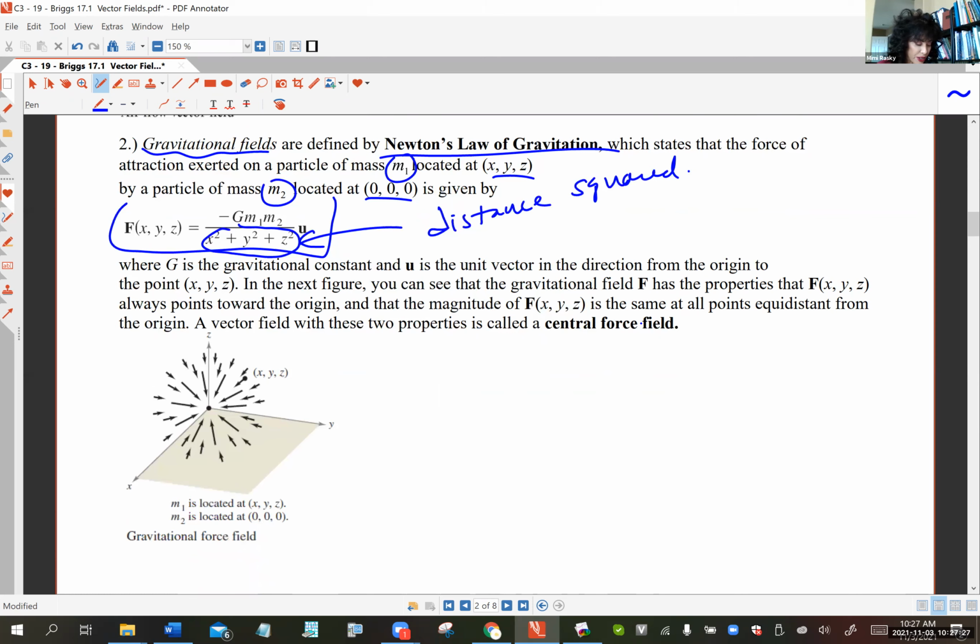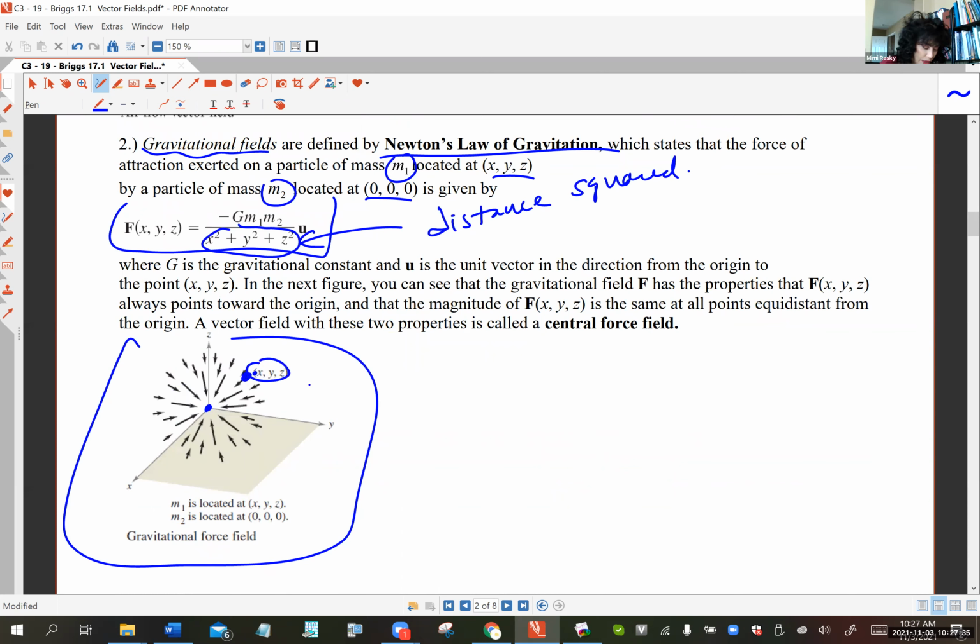And so here's a picture of a gravitational vector field. If mass m1 is somewhere over here at point xyz, and the other mass is sitting here at the origin, you'll notice that the vectors that are closer to the origin are larger, because the closer two objects get to each other, the greater the force between them. Okay, and this is known as a central force field for obvious reasons.